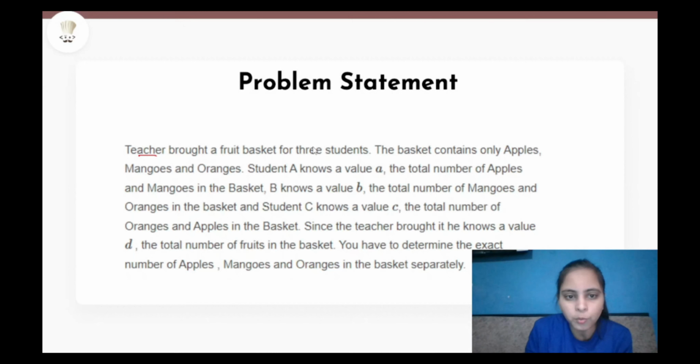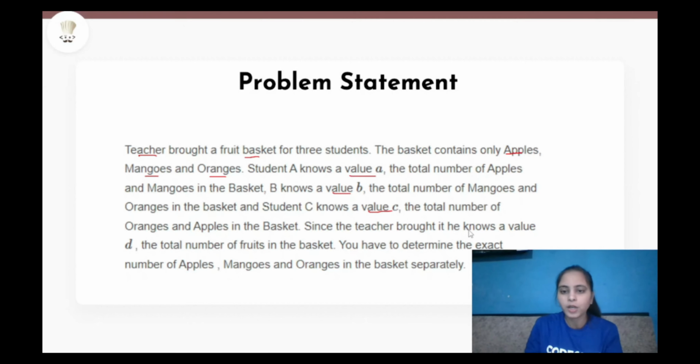There is a teacher who brought a fruit basket which is going to contain only three types of fruits: apples, mangoes and oranges for his three students A, B, C. Now student A knows some value A, student B knows some value B, student C knows some value C regarding the count of fruits in the basket. More precisely, value A is the total number of apples and mangoes in the basket. Value B is the total number of mangoes and oranges in the basket. And value C is the total number of oranges and apples in the basket.